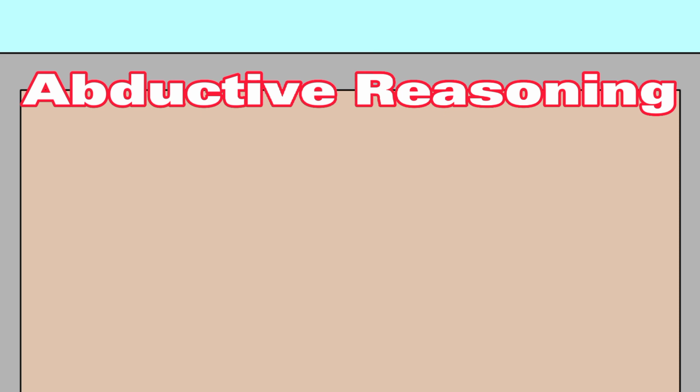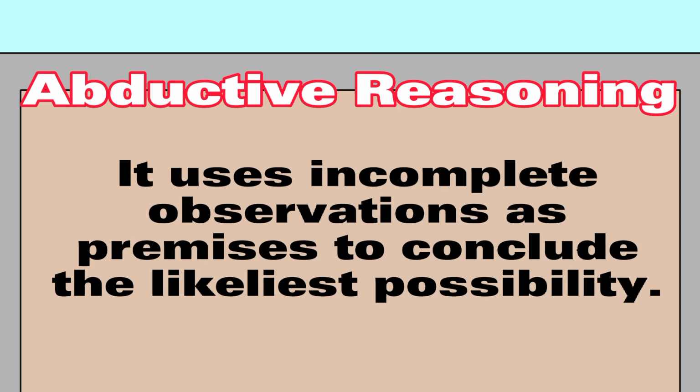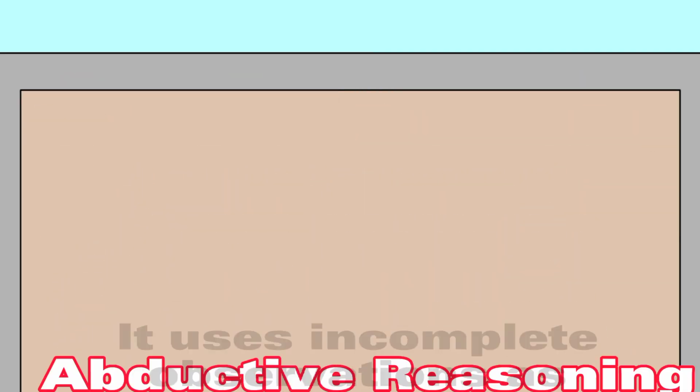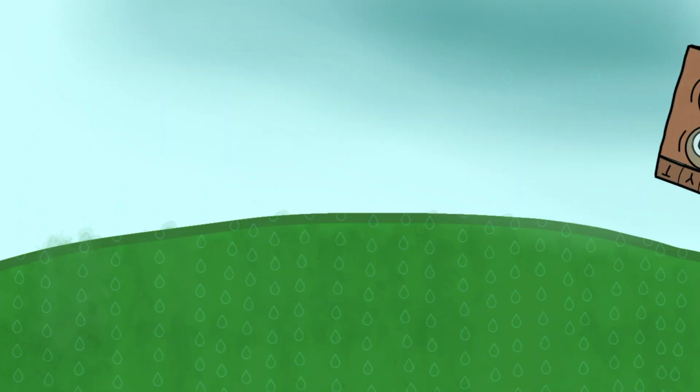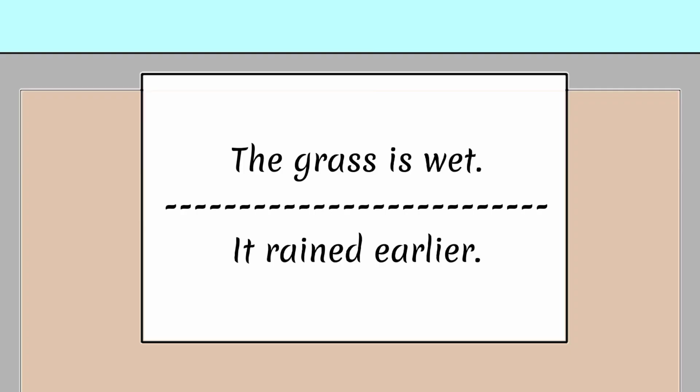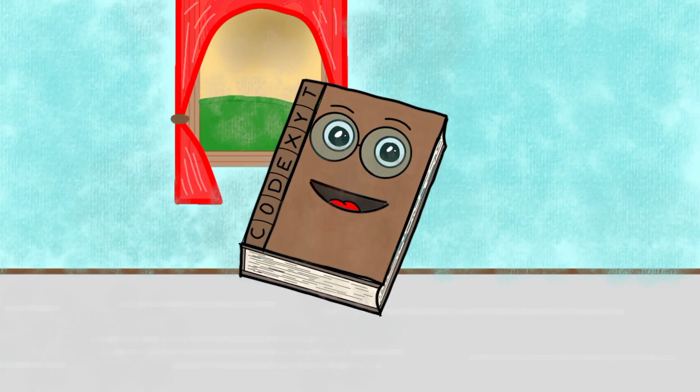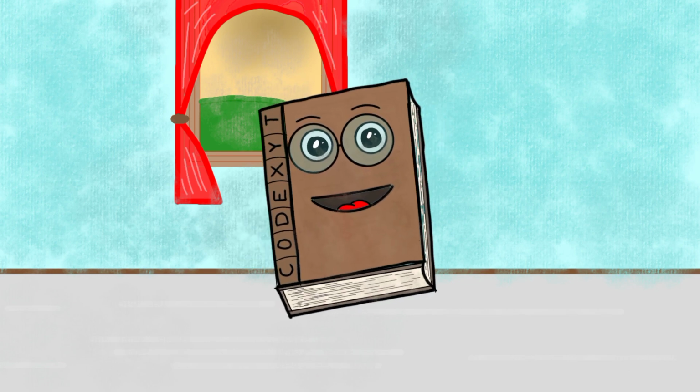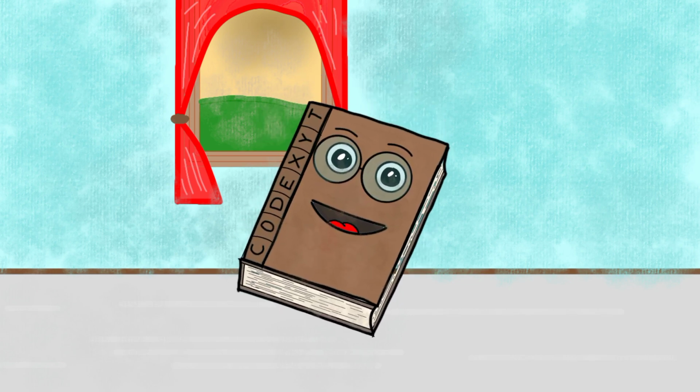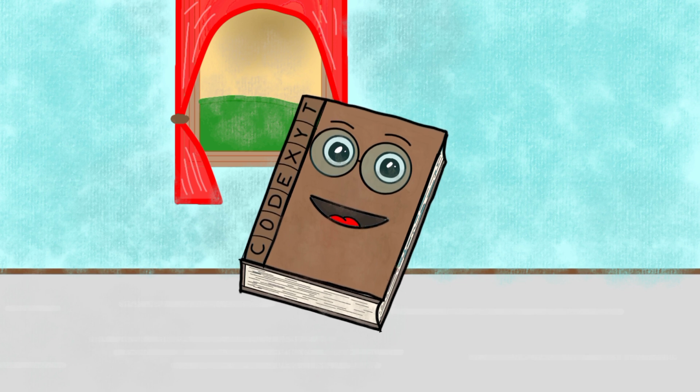Abductive reasoning, meanwhile, uses incomplete observations to conclude the likeliest possibility. For example, the grass outside is wet, therefore, it rained earlier. I observed that the grass is wet. The most likely reason why the grass is wet is rain. Just like inductive reasoning, the conclusion may or may not be true. Maybe someone just watered the grass.